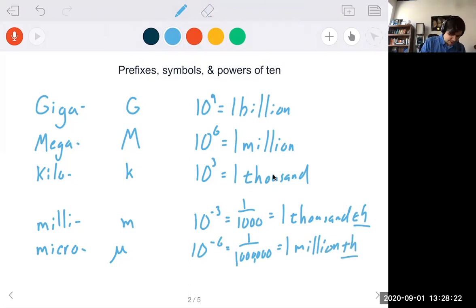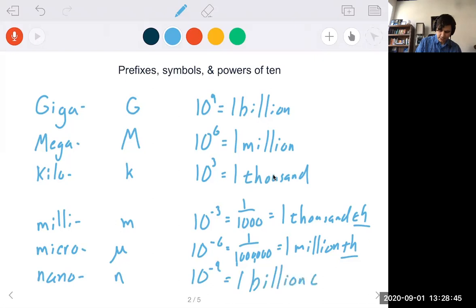And then we have nano. The symbol is just a lowercase n. And it's 10 to the minus 9. And I'm not going to write out the big fraction. I'll just write this is 1 billionth.